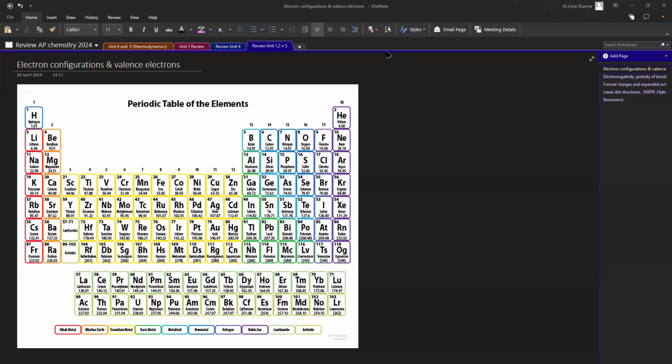So you are already aware of electron configurations. So let's start with electron configuration.